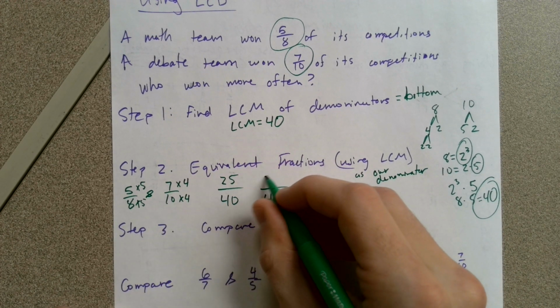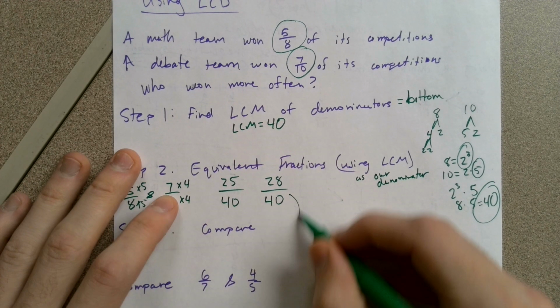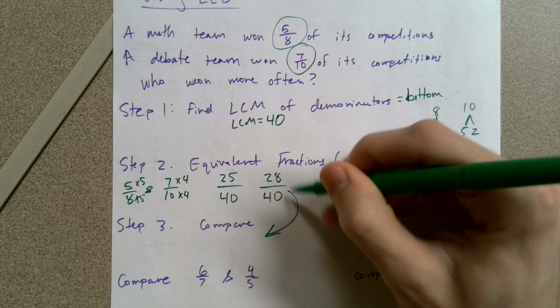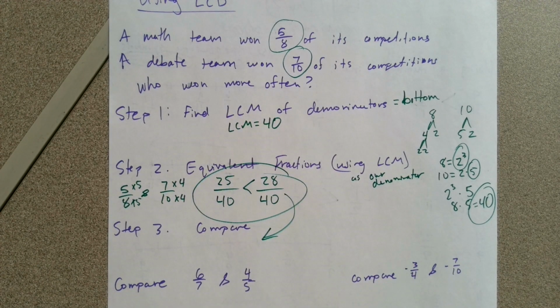7 times 4 is going to be 28 over 40. Right here, go that last step. We're going to compare the two. Right now, it's pretty easy to see that 28 over 40 is going to be bigger than 25 over 40. 25 over 40 is less than 28 over 40.